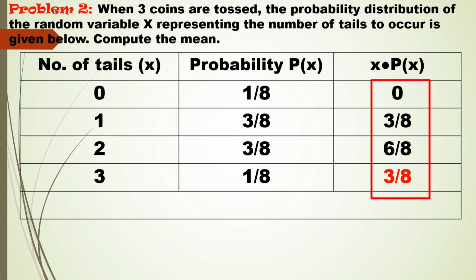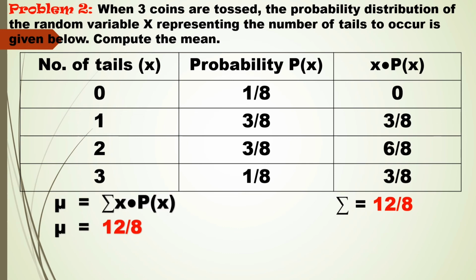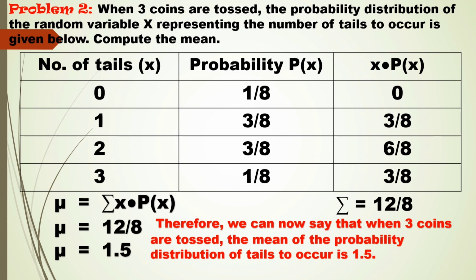Next, we will add the results in column 3. And since they are all like fractions, we will add the numerators. 0 plus 3 plus 6 plus 3 equals 12 over 8. Substituting on the formula for the mean, which is mu equals the summation of x times P of x, which is equivalent to 12 over 8. 12 divided by 8 equals 1.5. Therefore, we can now say that when 3 coins are tossed, the mean of the probability distribution of tails to occur is 1.5.